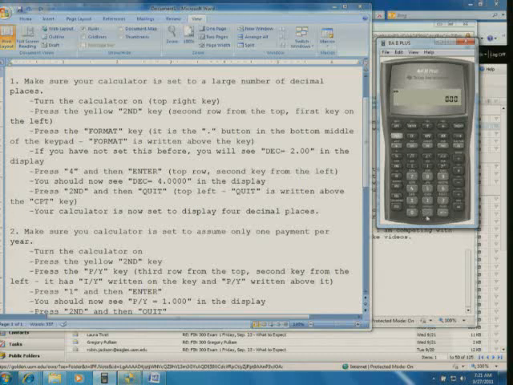Okay? And that's on the decimal key, which is all the way in the bottom, right in the middle of your number pad. Okay? So we're going to press that button, which has the decimal on it and format written above it. Okay? And what our calculator is going to display is DEC for decimal equals 2.00. Okay? So our calculator is set to display 2 decimal places. We want 4. So what we're going to do is press the number 4 key.